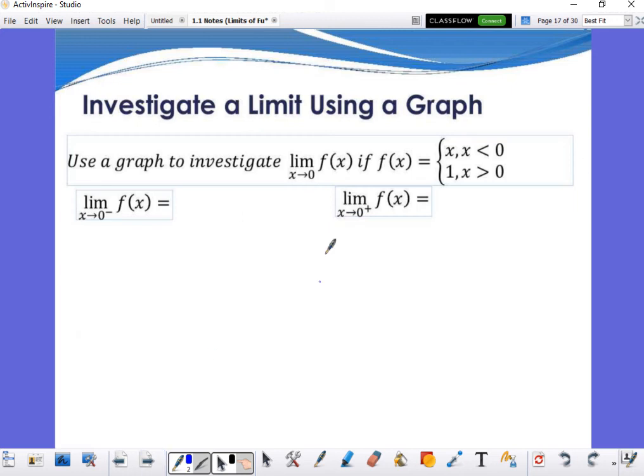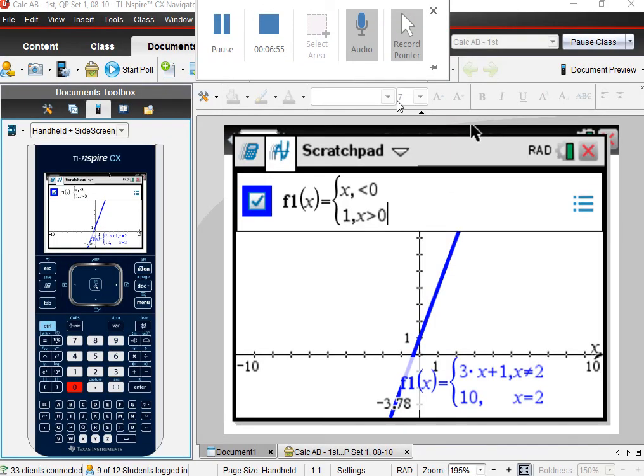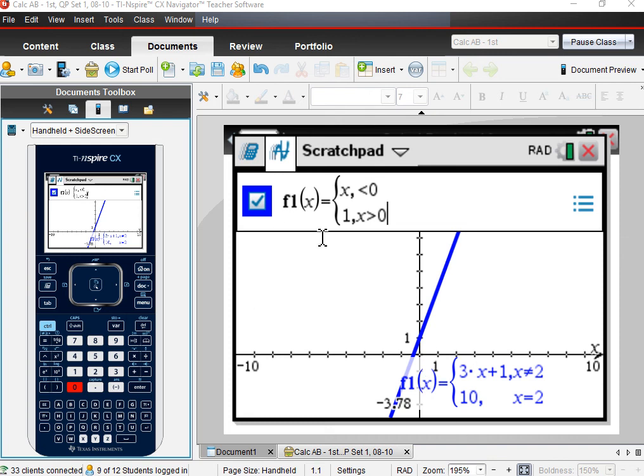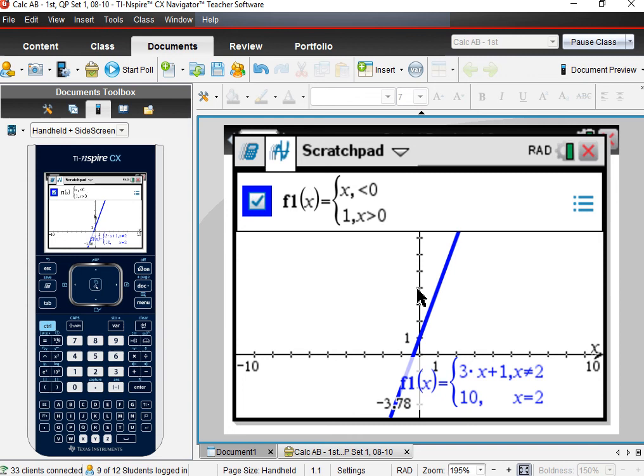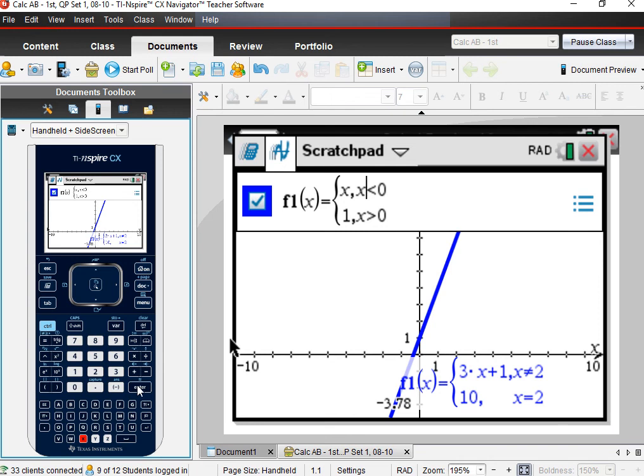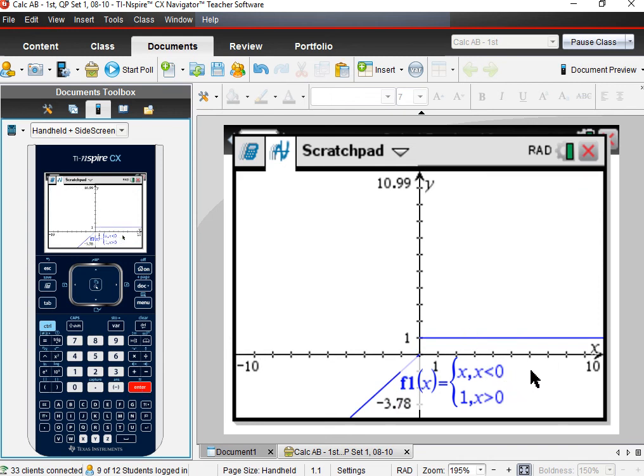All right, so now we're going to do left hand, right hand on this. So let's go ahead and graph this one right here. So I want you guys to graph this right here on your own right now. All right, I'm about ready to hit the graph here. What did I syntax? Oh, missing an X. There we go. All right, so here's my graph.